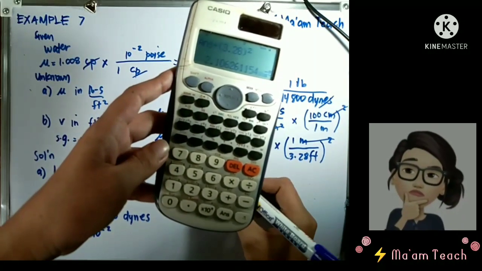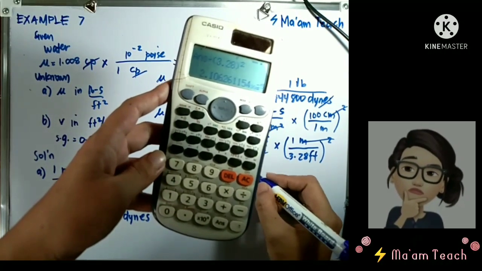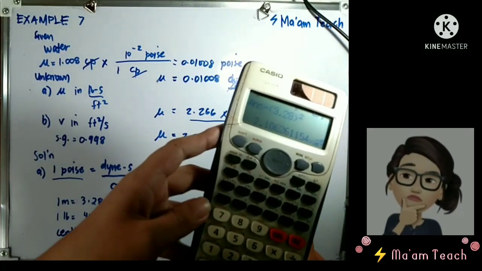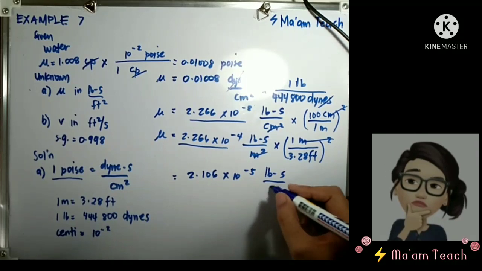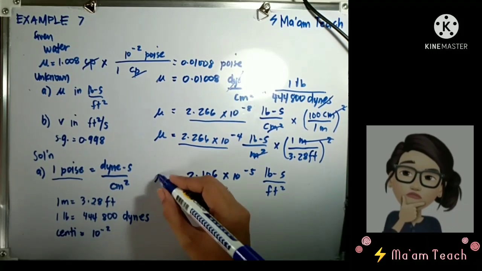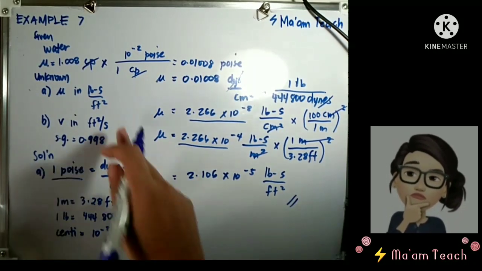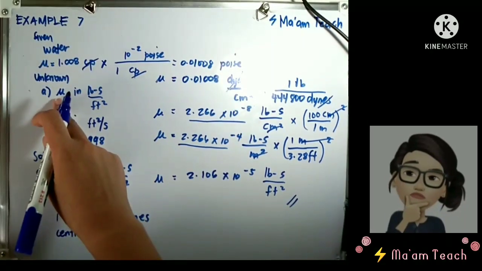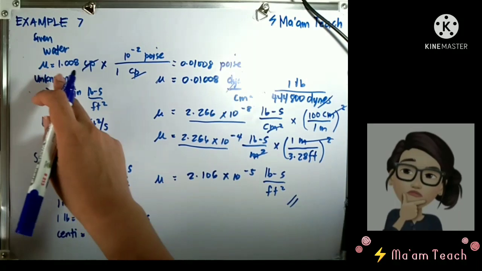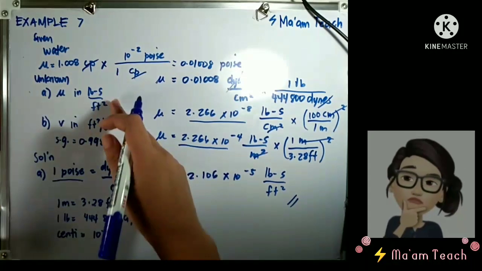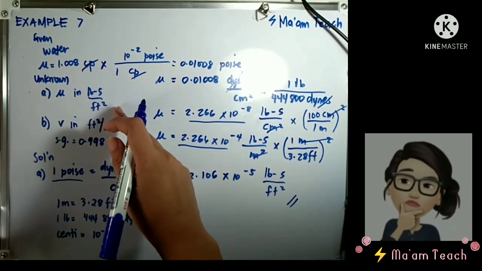6 times 10 negative 5. There. Can you see it? And the unit now is pound second per square foot. And class, this is already our answer for letter A, where we have expressed our viscosity or absolute viscosity from centipoise into pound second per square foot.